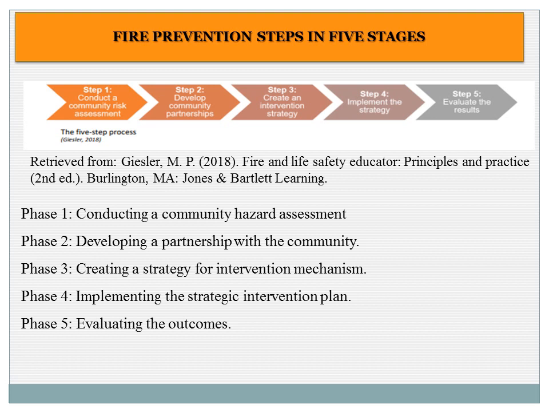Today, I want us to study the 5 prevention steps which are outlined in the 5 stages. You can get these notes from Giesler 2018 on fire and life safety for an educator. Now, the 5 prevention steps start with step number 1, which is to conduct a community risk assessment. This mainly deals with you influencing or helping the people around you to know more about this hazard.